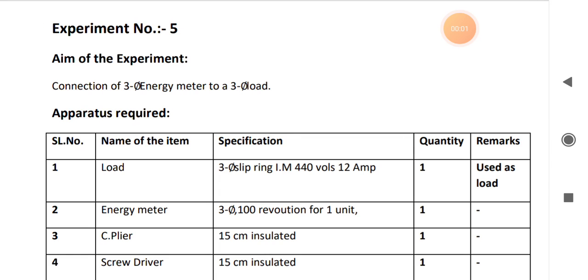Hello, students. Today we will start our fifth experiment, and the aim of the experiment is the connection of three-phase energy meter to a three-phase load. So, in this experiment, let us first understand the requirement of an energy meter, then we will understand the experiment.